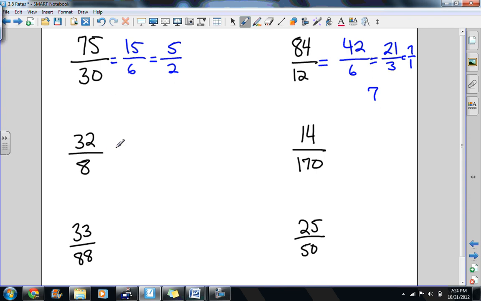Alrighty, so for this one, you should have gotten 4. This, we should have gotten 7 over 85. I think that's done. This, we should have gotten 3 over 8. And this should have been 1/2. If you have questions, bring them to class.